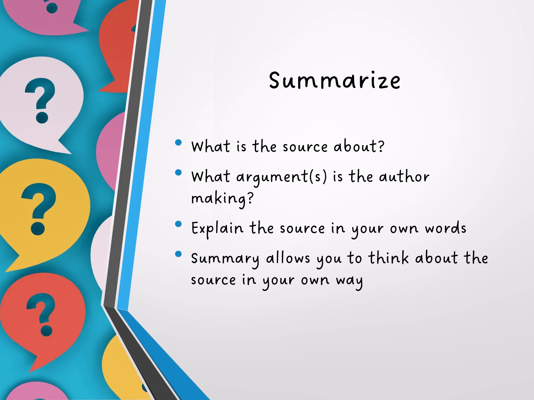So one of the first things you'll do in an annotated bib is you will summarize. You want to know what the source is about, the argument that the author is trying to get across to you as the audience. You will explain the source in your own words. So this goes back to summary and paraphrase that you did back in English 101 as the very first paper. And the summary allows you to think about the source in your own way. How are you going to use this source? Where is it going to be most beneficial in your paper?